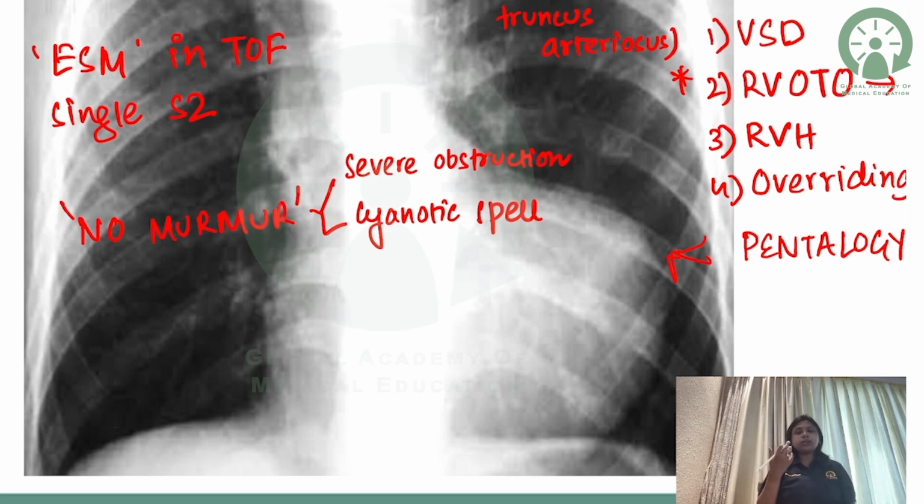What is a cyanotic spell? The baby is going to present with worsening of cyanosis. There is going to be increased respiration. The rate and depth of respiration is going to increase. Along with that, there is going to be absence of a previously heard murmur. So understood the triad which I am trying to explain. Number one, there is worsening of cyanosis. Number two, there is absence of a previously heard murmur. And number three, there is increased rate and depth of respiration.